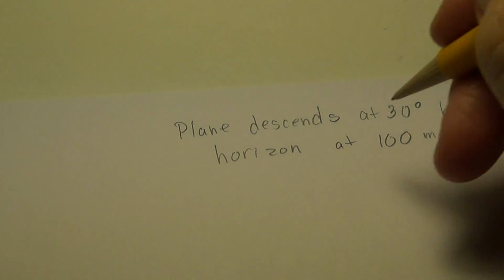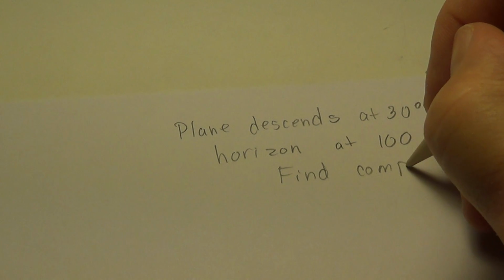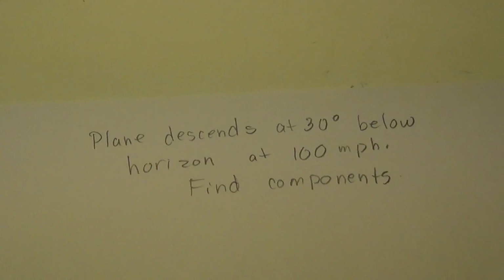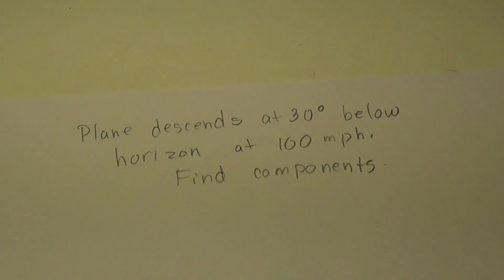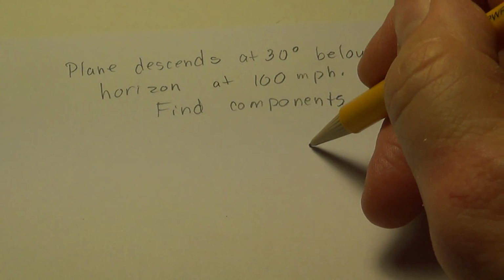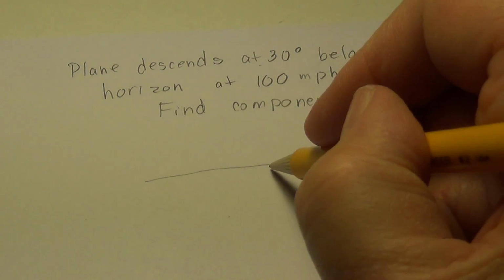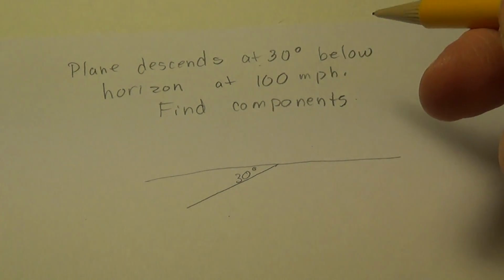I want you to find the components of that vector. And when I say components, I'm looking for i's and j's. Alright, so sketchy. Let's do a sketchy. We have a horizon. The plane is descending at 30 below the horizon. So I'll put a 30 degrees there.